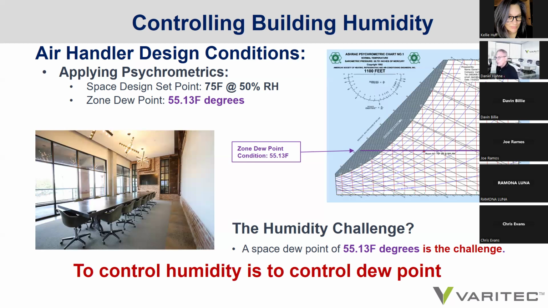Please remember and keep in mind, to control humidity in a building or in a zone is to control dew point, not relative humidity, because relative humidity is temperature dependent. It's relative to temperature. Dew point is absolute. So that is one of the reasons why ASHRAE 62.1 2019 moved from relative humidity to dew point.